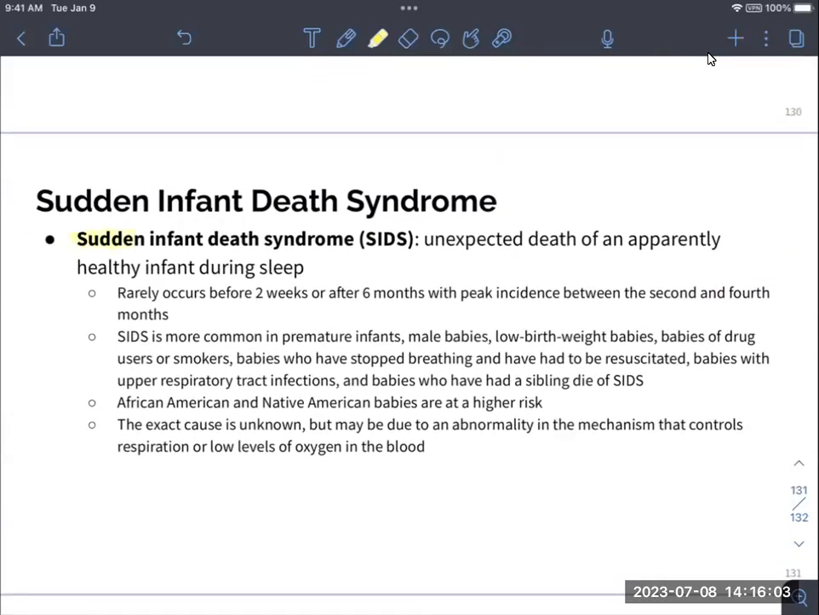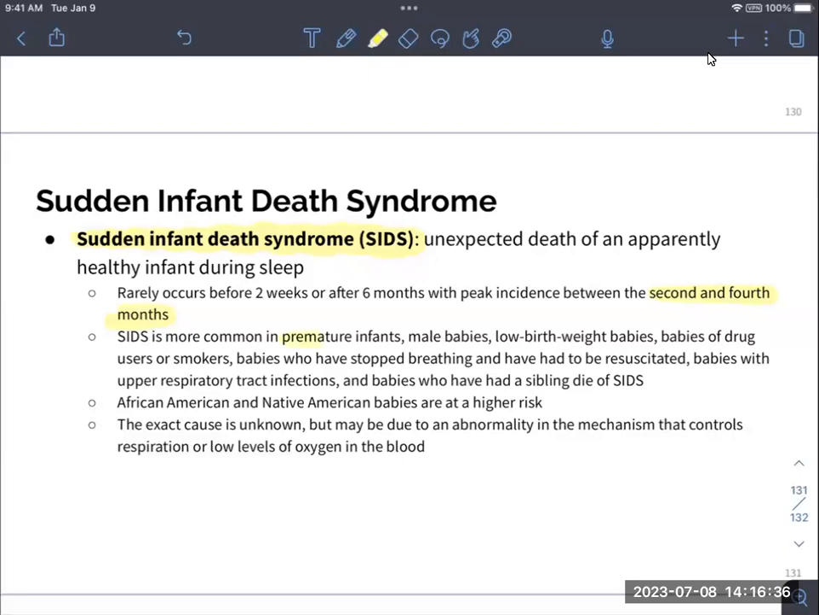Sudden infant death syndrome. It is an unexpected death of what appears to be a very healthy infant during their sleep. It doesn't usually occur within the first 2 weeks or after 6 months. It's between that time. It's usually between the 2nd and 4th month when this occurs.